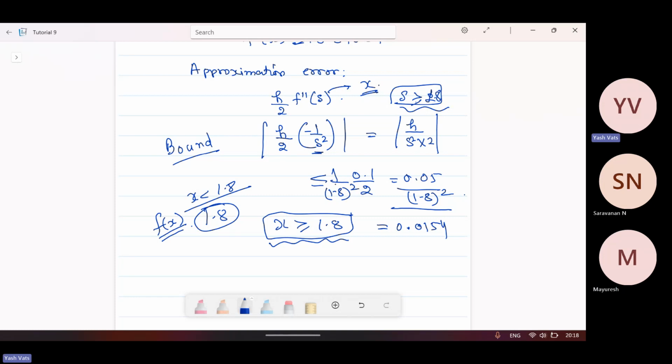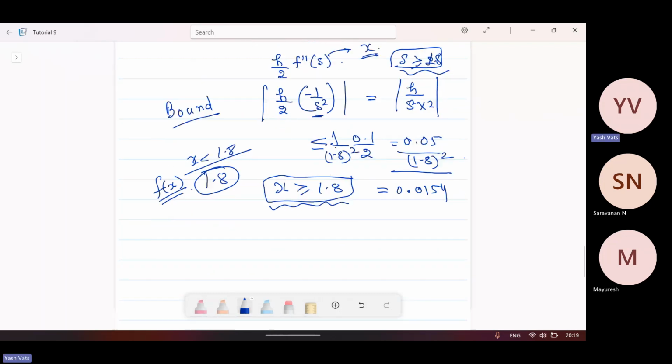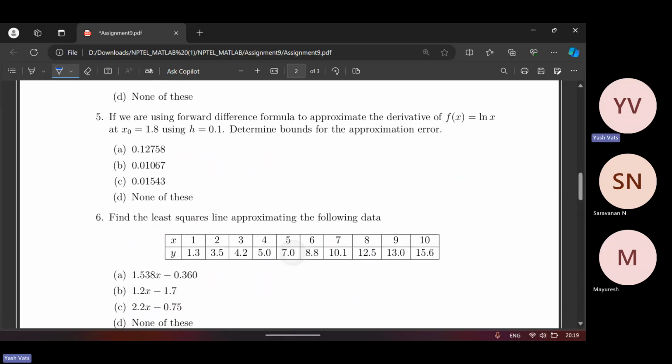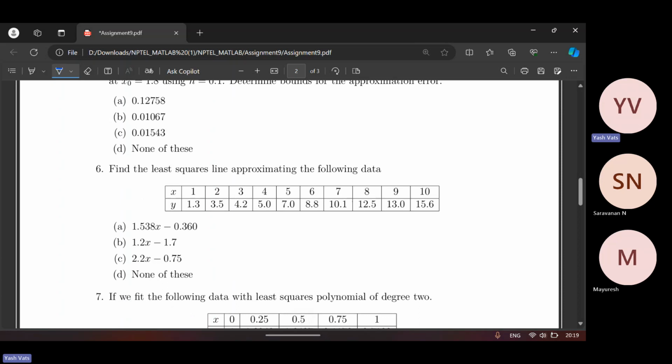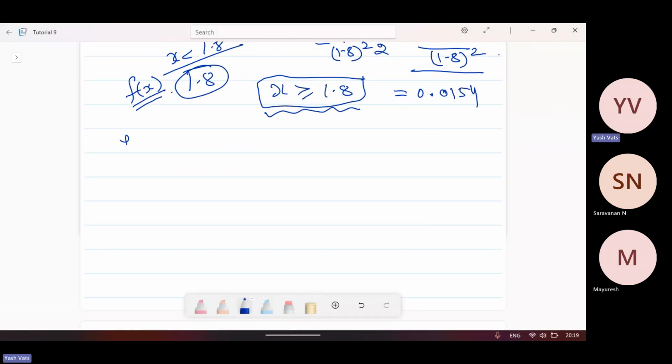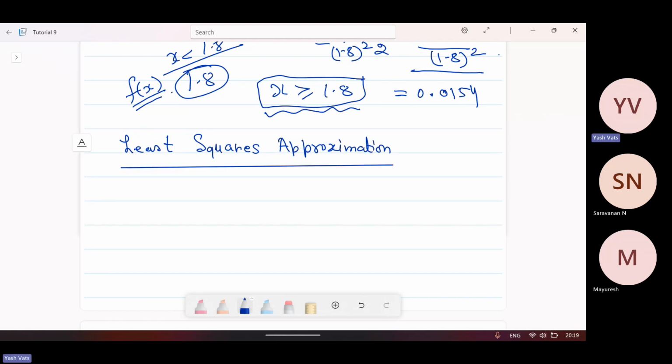Yeah, so let's discuss. Let me discuss the least squares approximations. This is a little bit of least squares. Now I will discuss, just wait for a second.